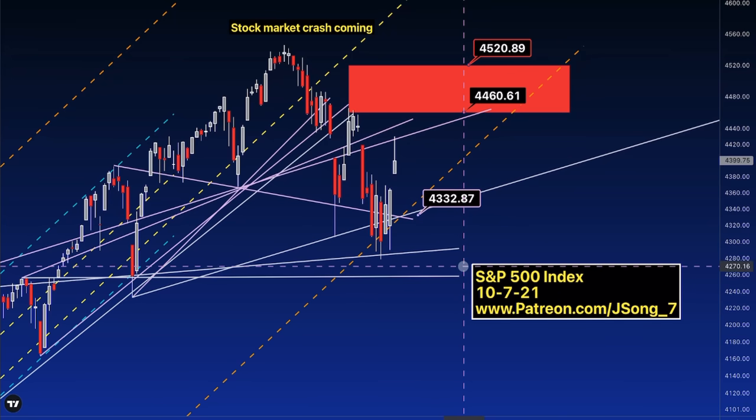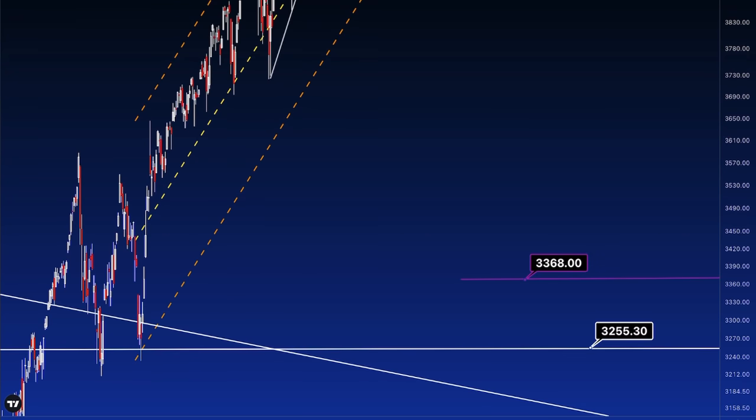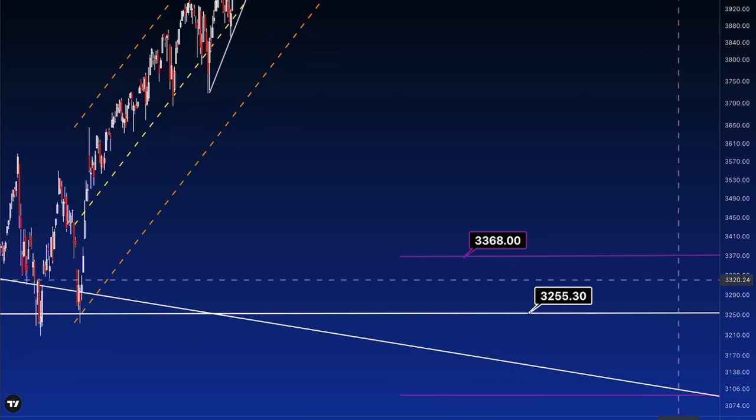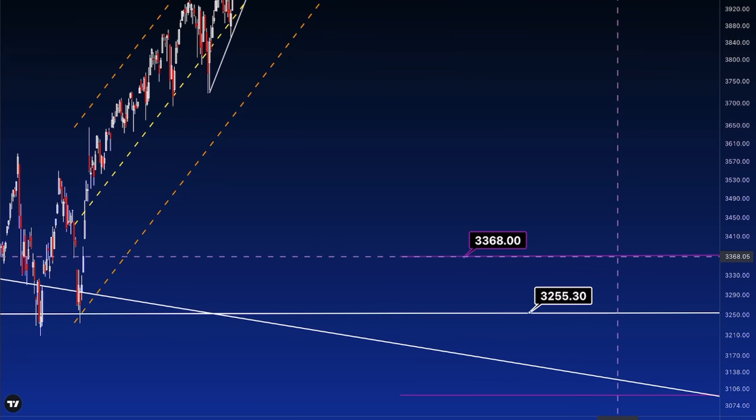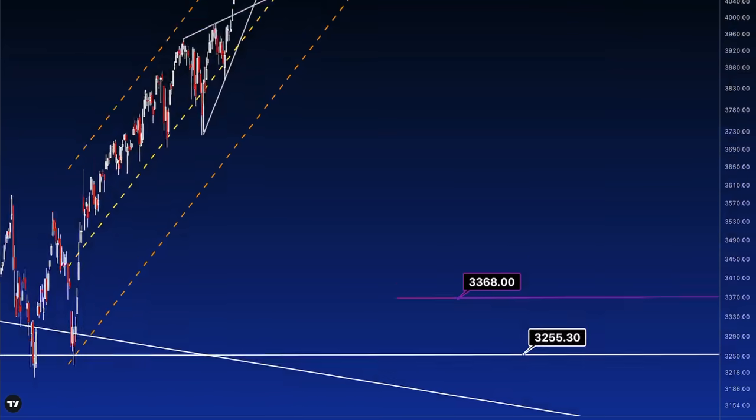around 4,295, and people will think everything's normal. But then when it drops below, there's no support. It is no man's land all the way down. This purple line is a fib match, and here's some support at 3,255.